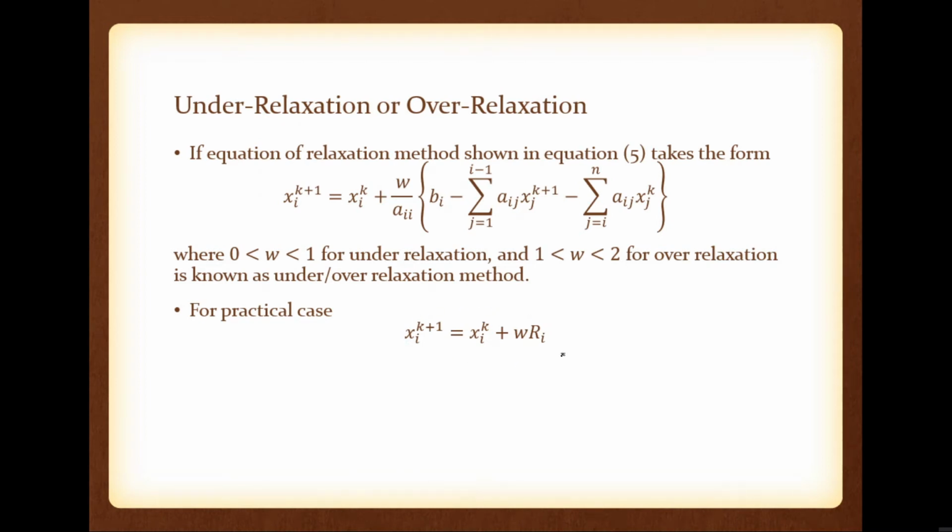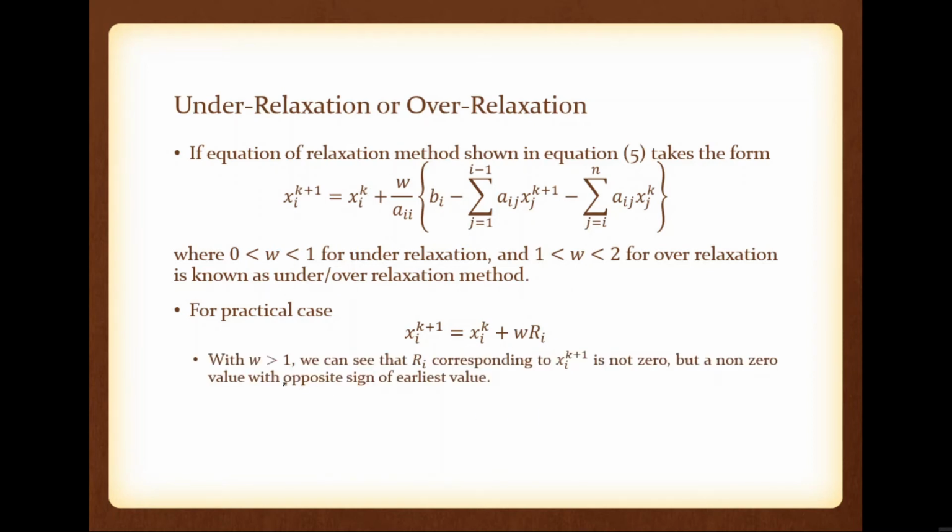We can follow the same procedure. Only difference is this equation: Xi^(k+1) is equal to Xi^k plus W into Ri, where W greater than 1, meaning 1 to 2, then it is over relaxation. And if it is 0 to 1, excluding 0 and 1, that is the under relaxation method. Okay. So we can do a problem.